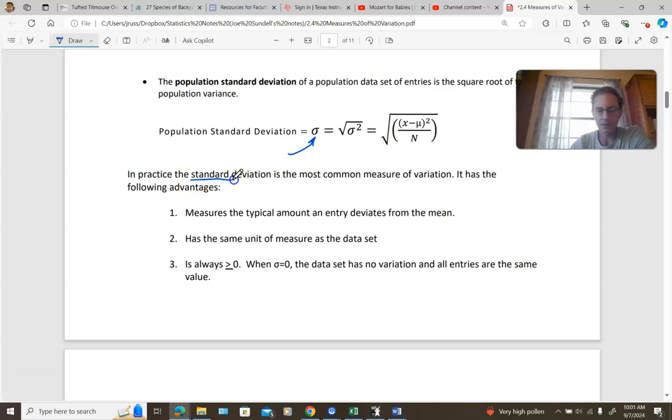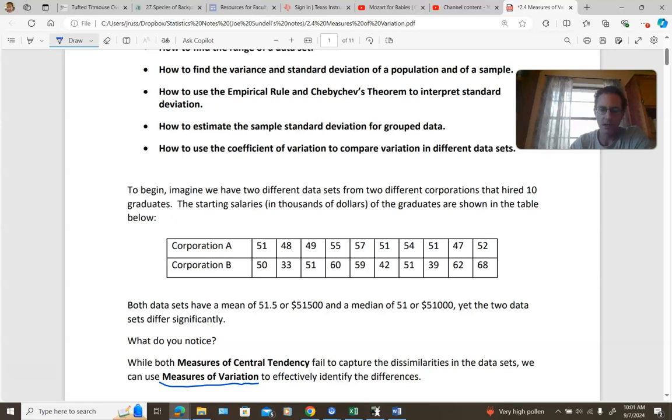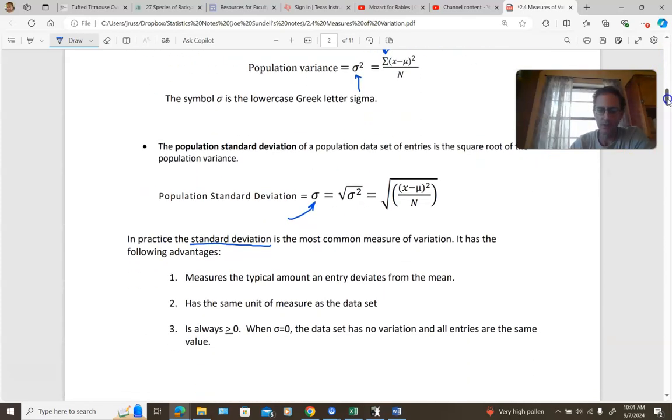Okay, so let's talk about the standard deviation for a second. It measures the typical amount an entry deviates from the mean. It has the same unit of measure as the data set. So if the data set represents dollars, then the standard deviation will be in dollars. Okay, it could be like, I'll just make something up. Say for corporation A, the standard deviation might be $3,000. And then for corporation B, it might be $10,000, okay? Because corporation B has more variability.